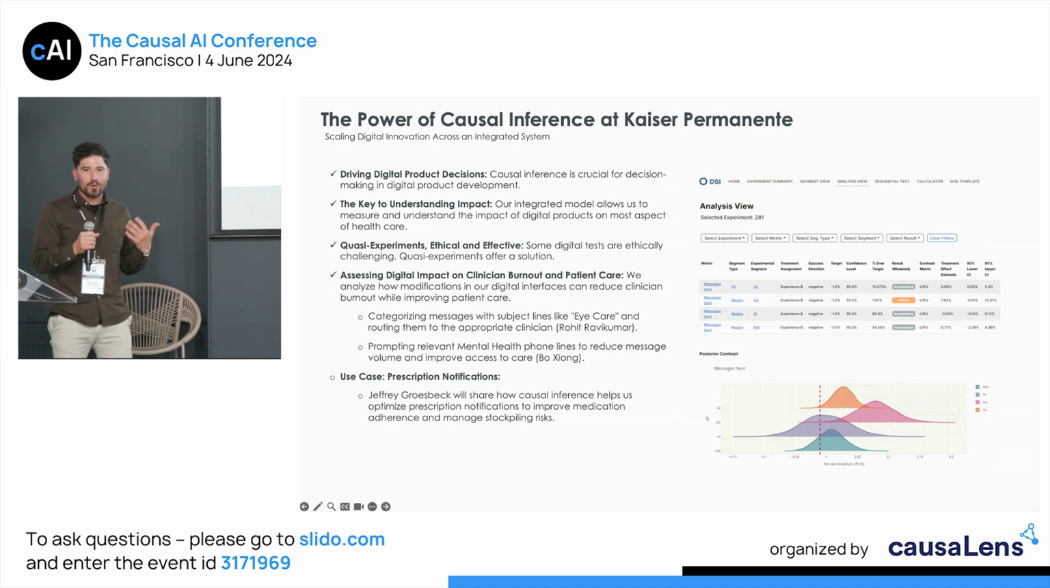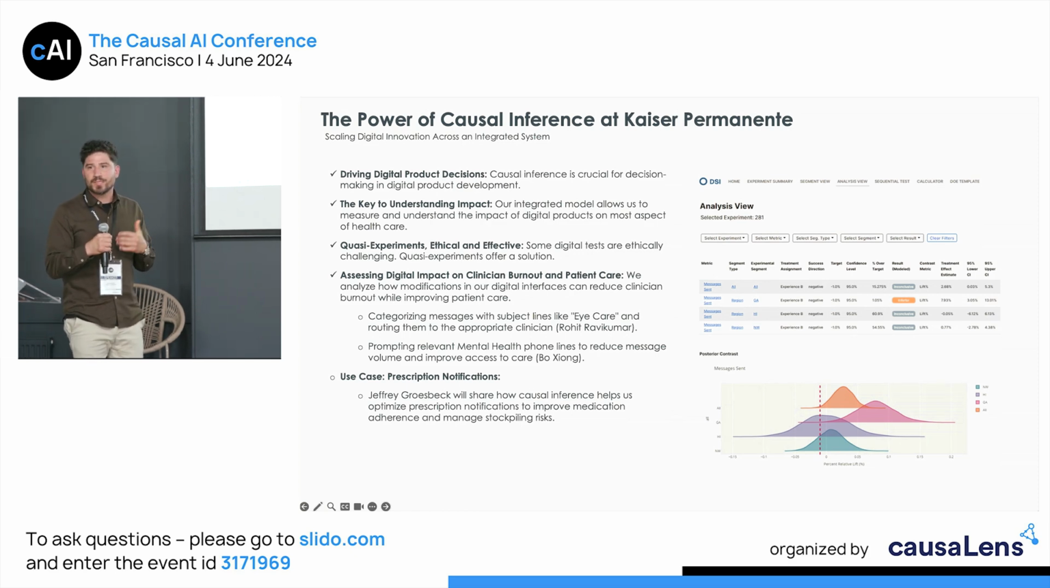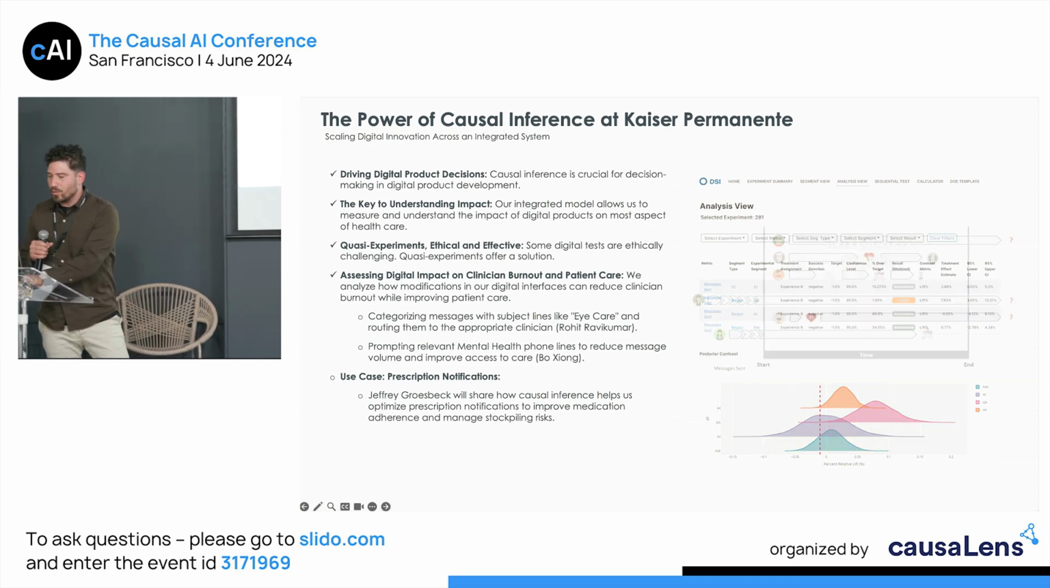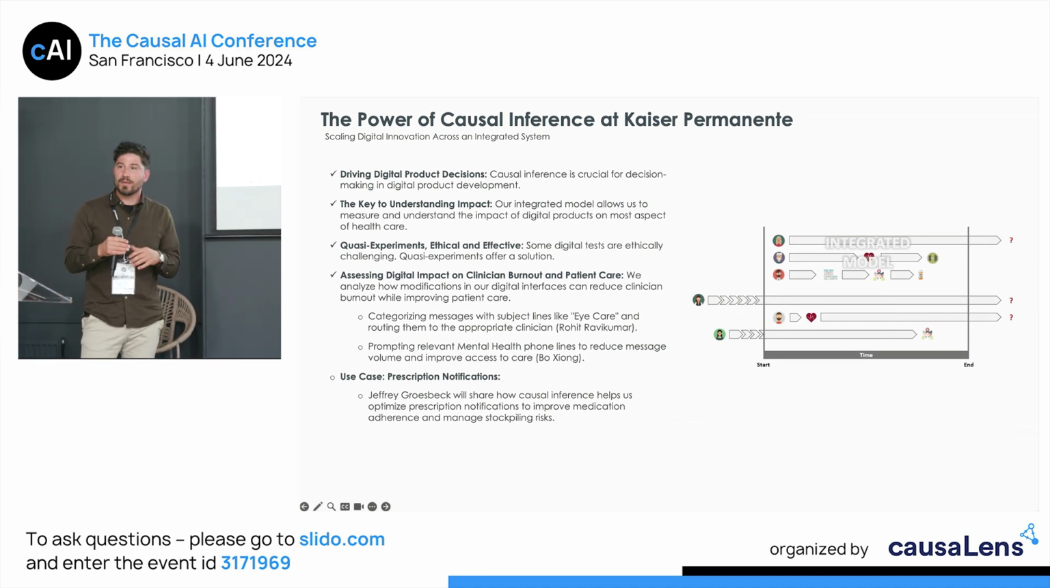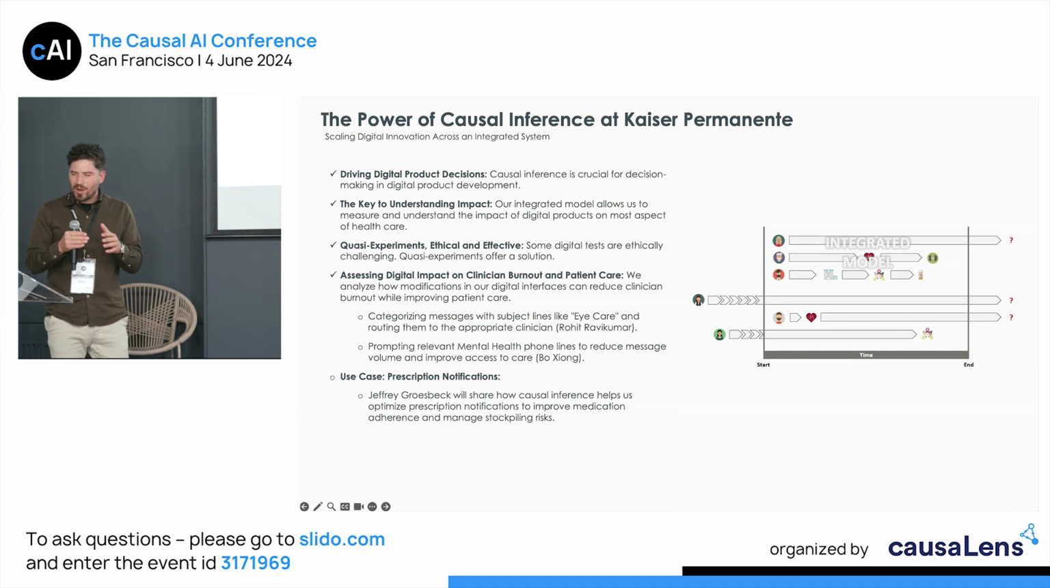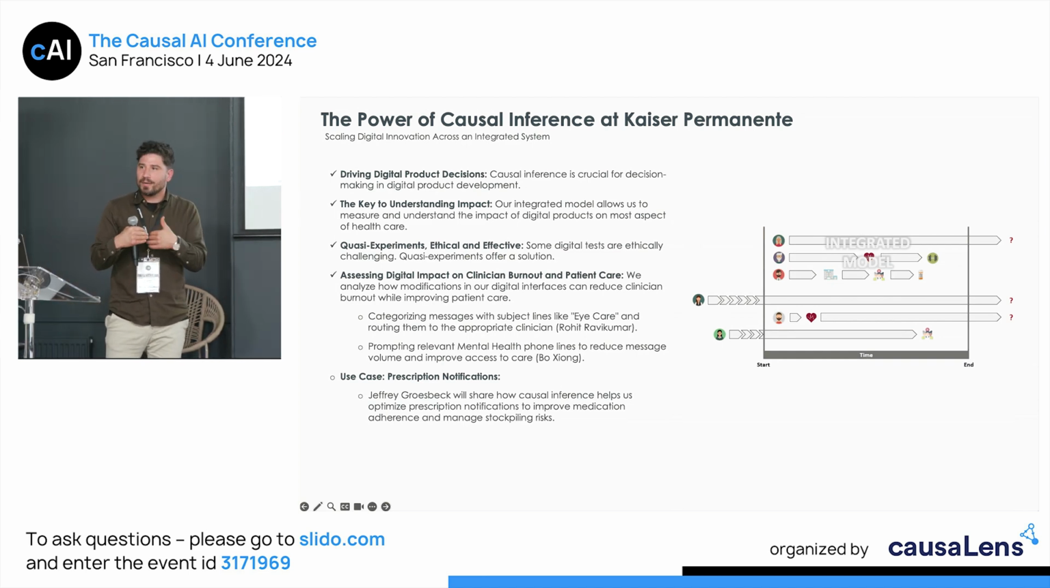Now, as you know, you can't run an experiment on everything. In fact, there are a lot of limitations in healthcare, and so quasi-experiments are where we start to work. Quasi-experiments are pretty effective within a fully integrated healthcare system like Kaiser, because we do not have that much censored data. Data is censored, but we get to follow these patients, again, throughout their lives.